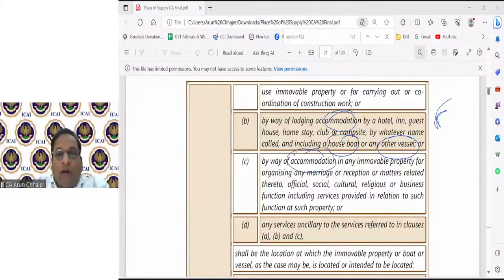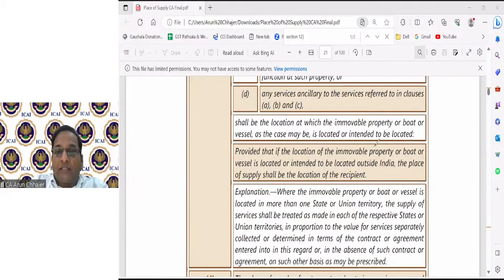Then it says, by way of accommodation in any immovable property for organizing any marriage or reception or matters related thereto, official, social, cultural, religious or business function, including service provided in relation to the function at such property. Then the last clause says, any service which is ancillary to the services referred to in clause A, clause B and clause C. So what would be the place of supply? The place of supply will be the location of the property or boat or vessel.